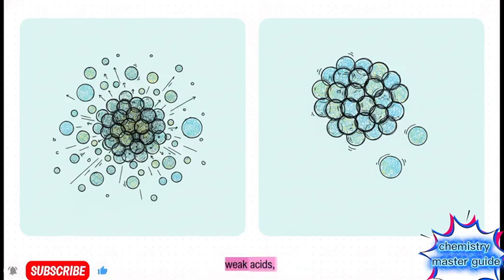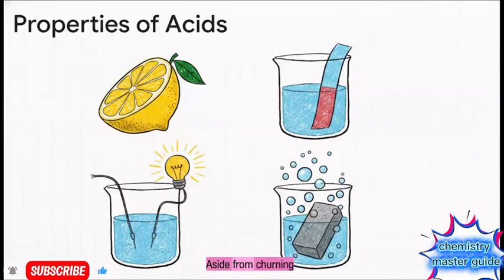On the flip side, weak acids, like the ethanoic acid in your vinegar or the citric acid in your fruit, they only partially ionize. Only a tiny fraction of their molecules actually release those H+ ions into the mix. Aside from churning out hydrogen ions, acids share a really specific set of core properties. Like we mentioned, they taste sour. In the lab, if you take blue litmus paper and dip it into an acid, it'll instantly turn red. Plus, because dissolving an acid in water creates all those mobile ions floating around, acidic aqueous solutions actually conduct electricity.